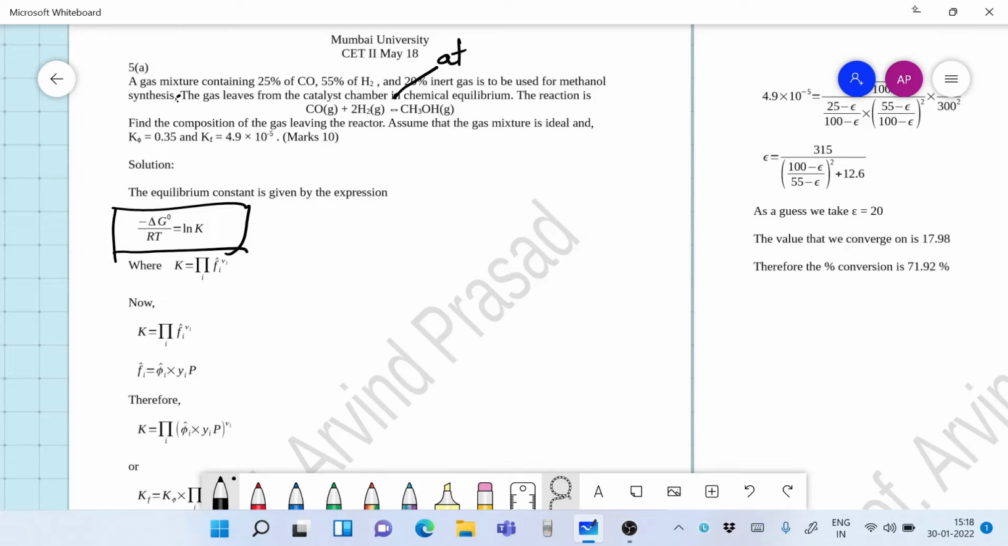This 0 does not mean 298. Many students make a mistake by assuming that this 0 is 298. No, it is not. This delta G 0 is the Gibbs free energy change of the reaction at the temperature T of the reaction, but the 0 here indicates that the reaction is being performed at P equal to 1 bar. That's the very clear understanding about this.